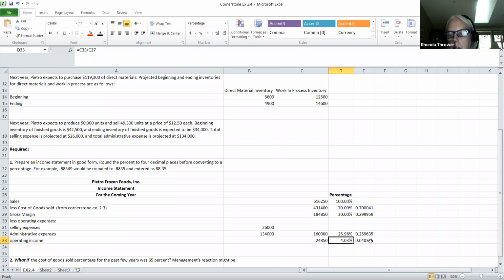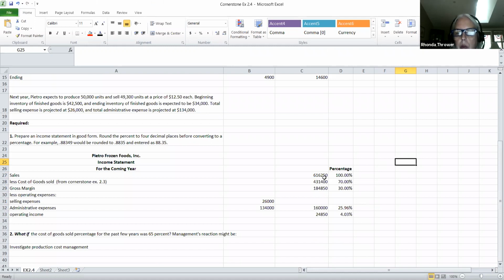So technically, you wouldn't be wrong if you were to deduct 25.96 from the 30%, it will still leave you with approximately 4.03%. But Cengage is really funny, and you have to do it exactly like they want it for it to grade properly. So I'm going to take this back off, and hopefully I haven't confused you too much with that. Just remember that you're dividing everything by sales to get your percentages.